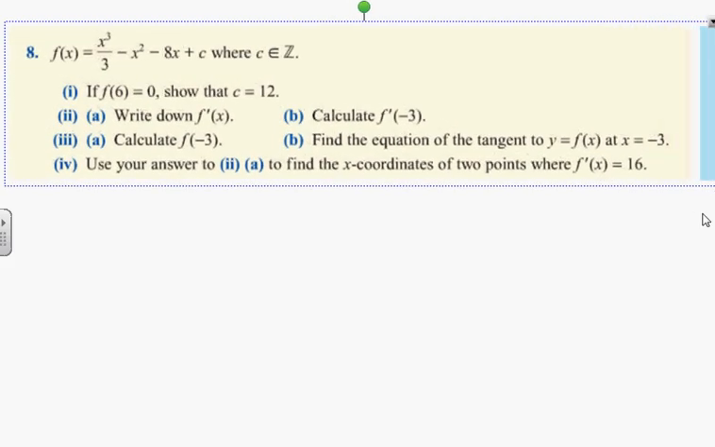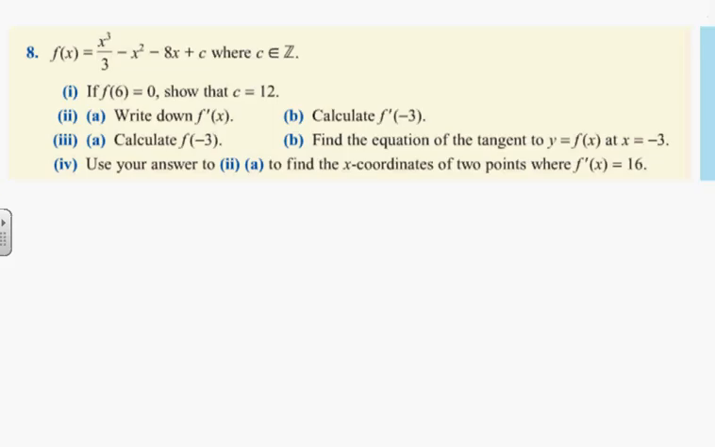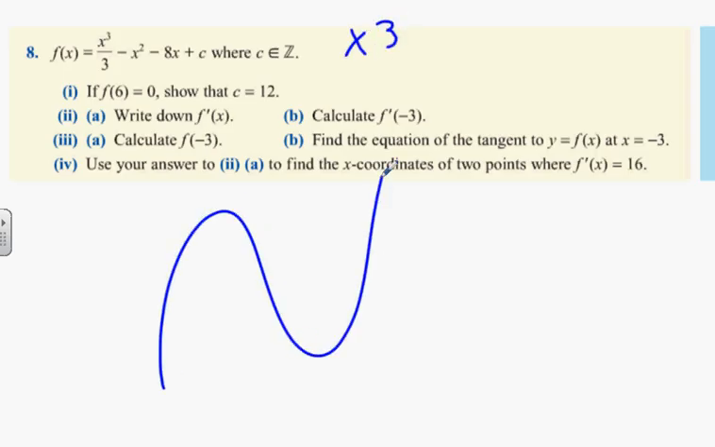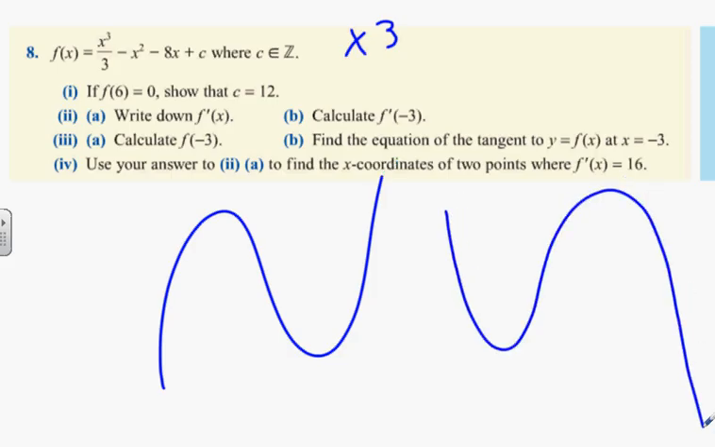Question 8 is what type of equation? Is it a cubic, a quadratic, a U-shape, an N-shape? A cubic function, yeah? Because of the x cubed. So it has 2 turning points. It could be something like that, or it can be something like that. I don't know which one. It doesn't really matter.